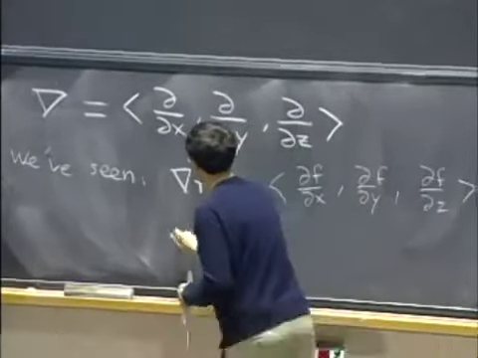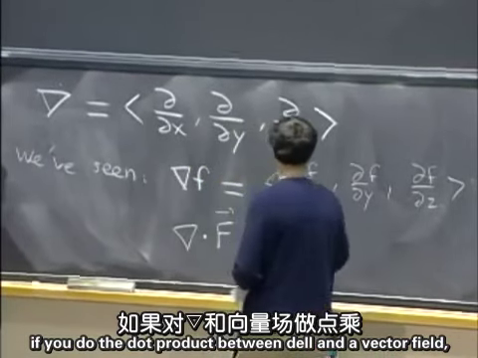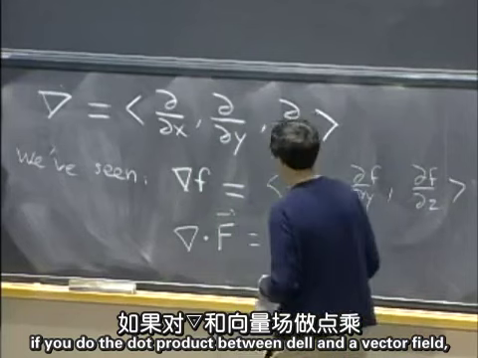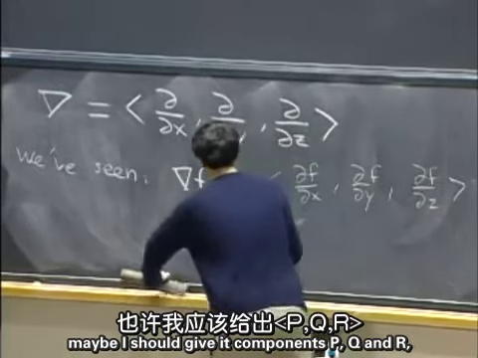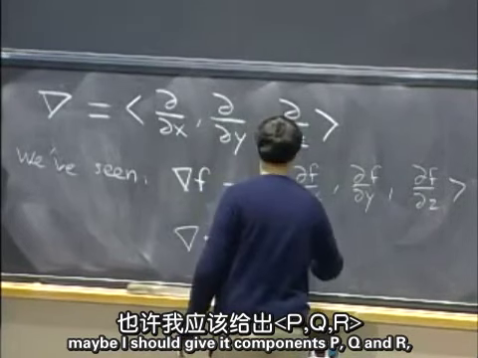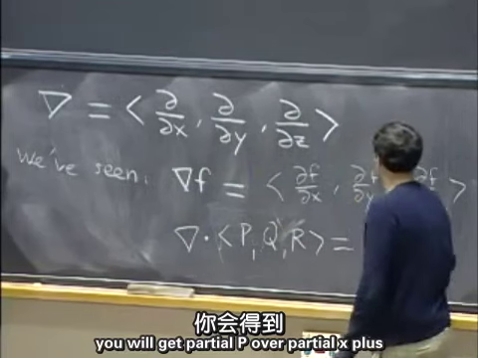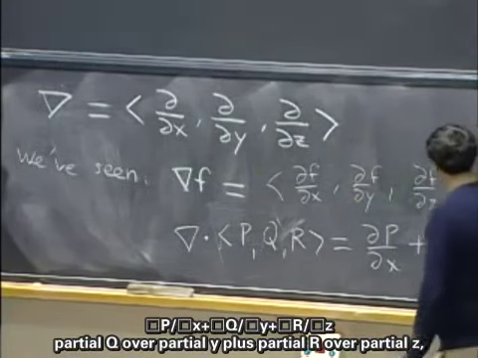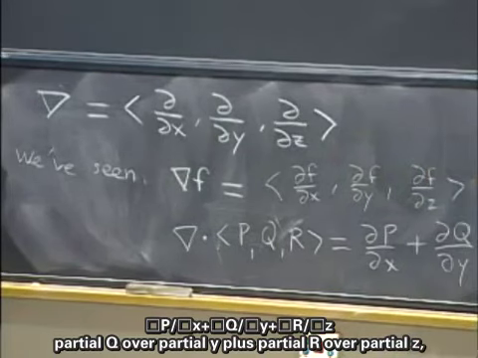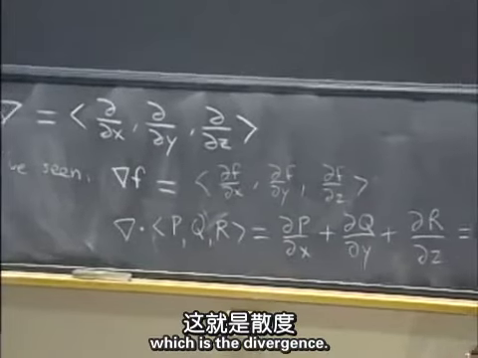And we've seen that if you do the dot product between del and the vector field, maybe I should give it components, P, Q, and R. Well, when you do the dot product between these two vectors, you'll get partial P partial x, plus partial Q partial y, plus partial R partial z, which is the divergence.